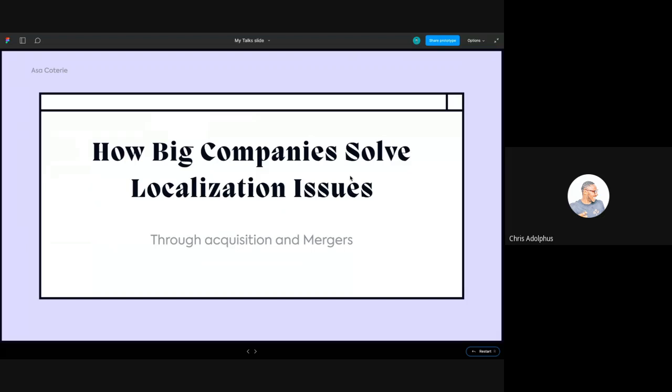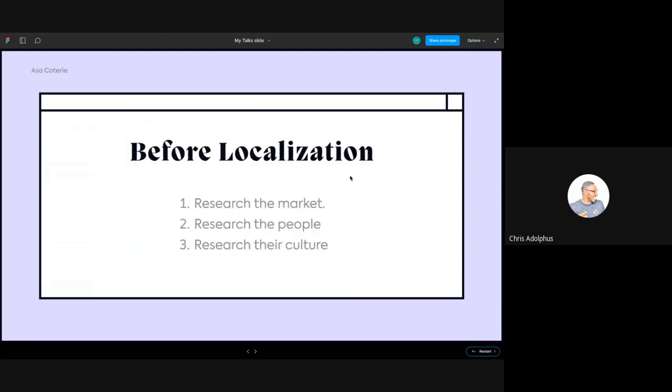And now, most of us work with startups that can't afford to do this. So what do we do when we want to localize our products? Three things you should ensure before localization: you want to understand the market, you want to understand the people, and you want to understand their culture.